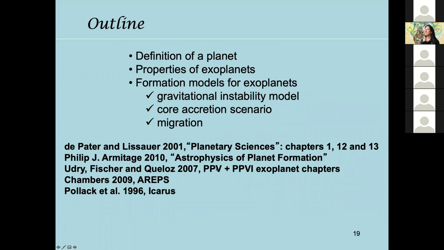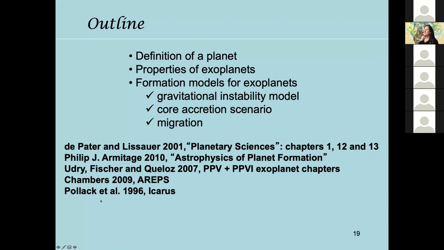Also, these old reviews from Protostars and Planets 5 and 6 are really well done. They basically have all the seeds and all the main features that we see now with the Kepler mission, etc. They're already there. It's really unbelievable. Of course, they missed the lower mass planets, things like that.